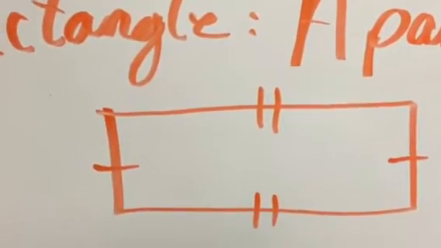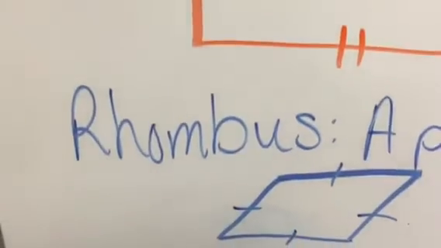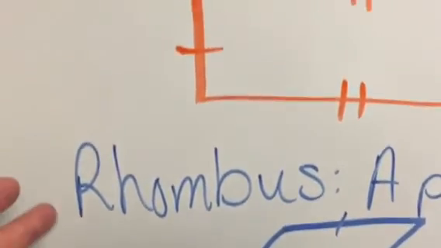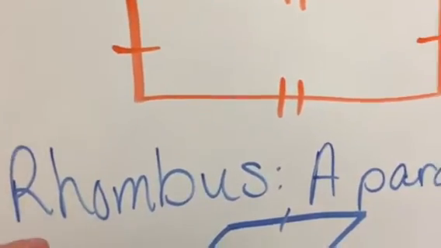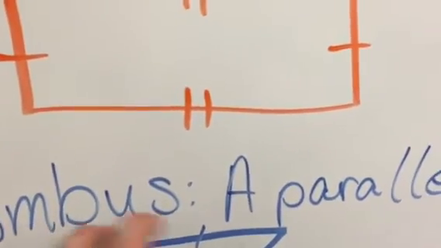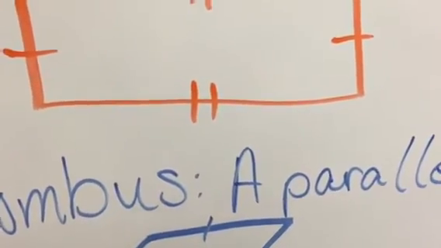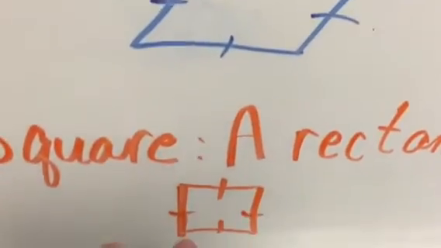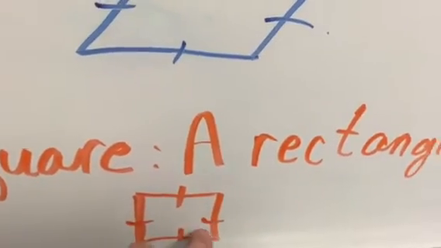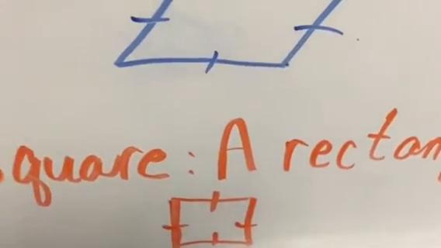And it really is. All squares are rectangles, and you know what? They're also going to be rhombus. But the difference is a rhombus is going to be tilted off to the side, and it's not going to have four right angles. A square is going to have four right angles. So each one of these vertices is going to be a right angle.